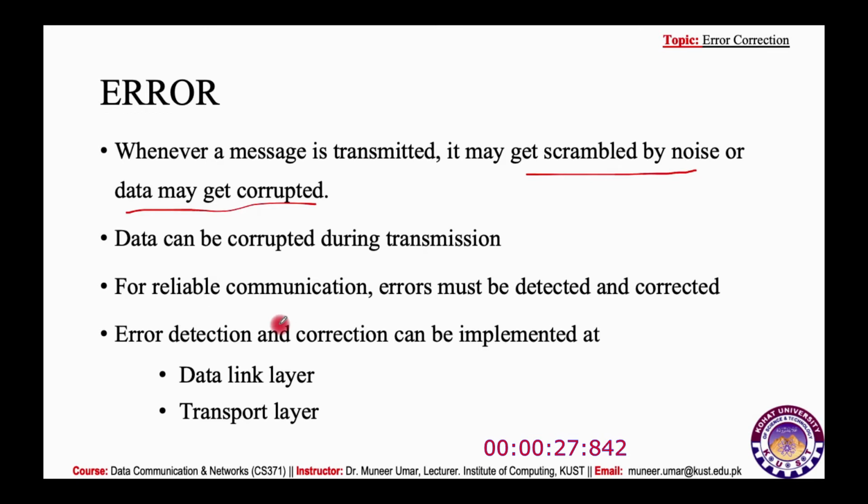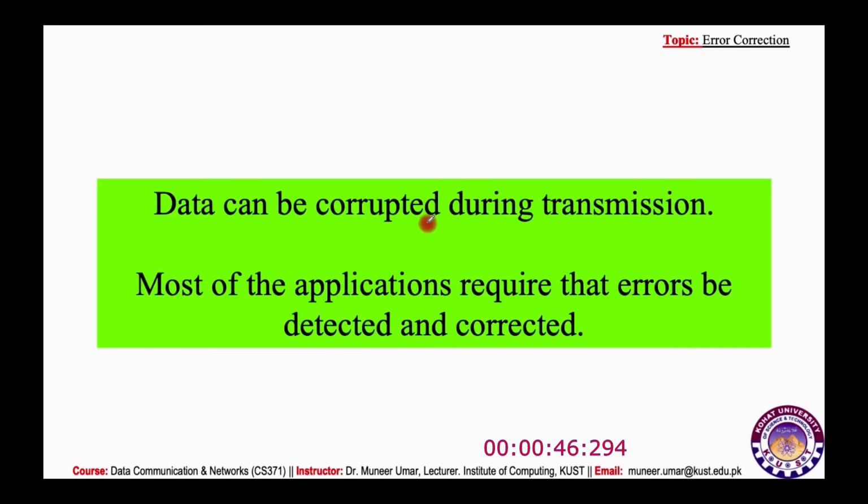For reliable communication, errors must be detected and corrected. So this is obvious, and this is the need of communication systems, to get the corrected data before the processing of data. So the error detection and correction are performed at the data link layer and transport layer. Data can be corrupted during transmission, and most of the applications require that errors be detected and corrected.